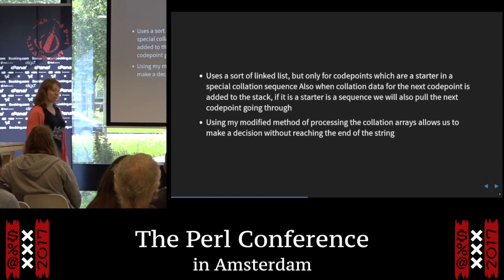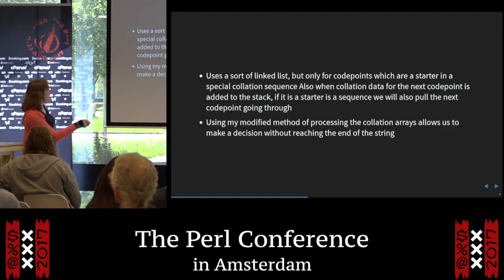For the code points that are part of a sequence, I store a quick check property, so I can check the code point that it sees and see whether it's a starter in one of the sequences. If it's a starter, I have to check the linked list, but otherwise it just grabs the values and pushes them onto the stack. So I explained the modified way that I do that, at least in general.